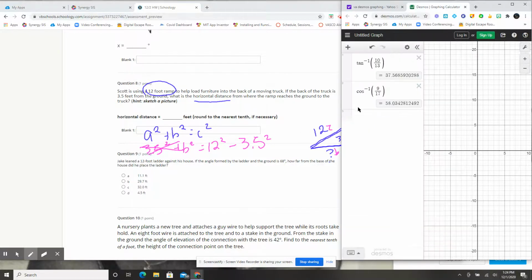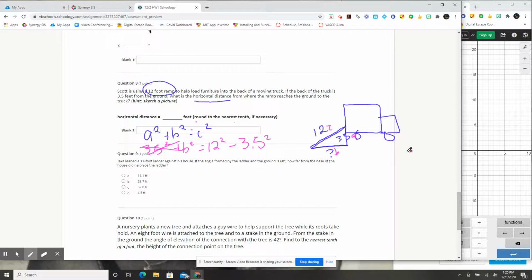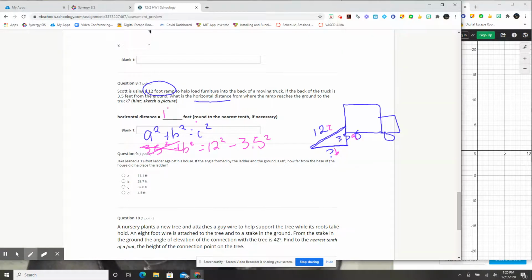So over in the calculator, you're going to do 12 squared minus 3.5 squared, and then take the square root of that. Square root of 131.75. It's going to be 11.48. And this says round to the nearest tenth. So 11.5.